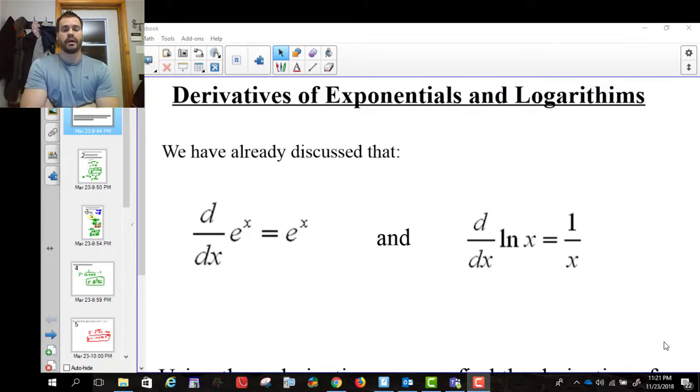We're going to look now at the derivative of exponentials and logarithms that are not base e. So we started out by discussing e to the x, and we said the derivative of that was e to the x, and then we did ln x, and we said the derivative of that was 1 over x. And so now the question is, what happens when you change the base?